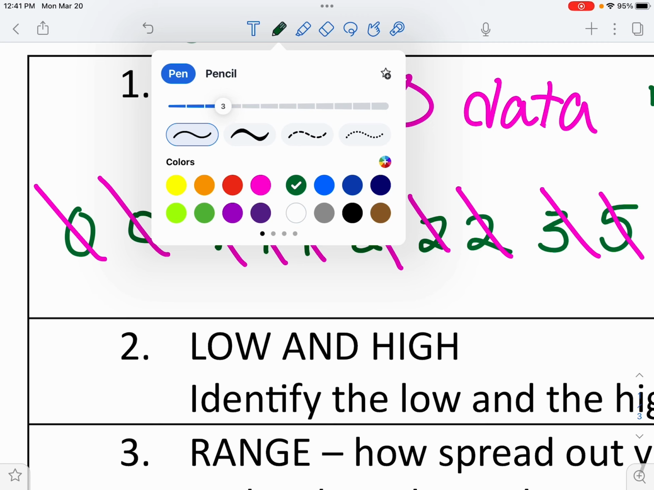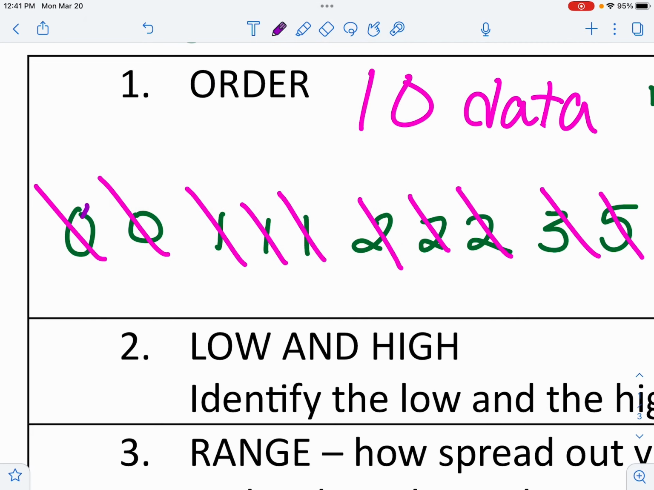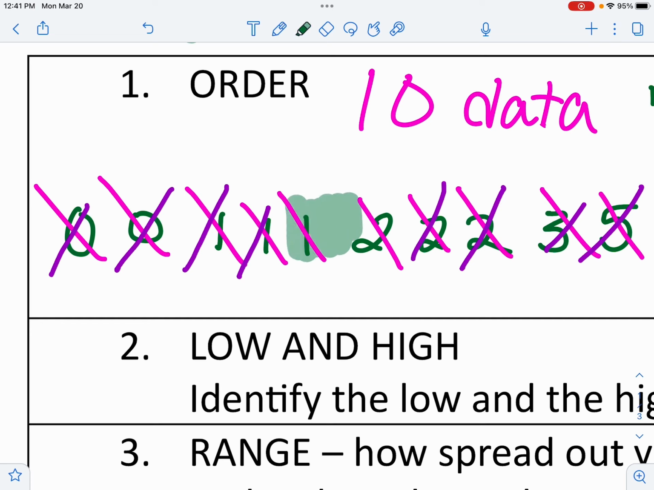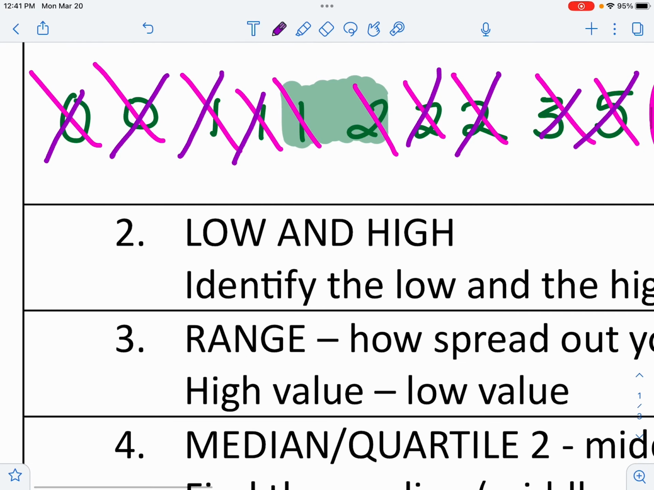I'll change my color to purple. I'm going to do 2 from the left, 2 from the right, 1 from the left, 1 from the right, 1 from the left, 1 from the right. Please notice that I end up with 2 middle numbers. Since I don't have a distinct middle number, I have to add them together, 1 plus 2, and divide that answer by 2. So that makes 3 over 2, which makes 1.5.